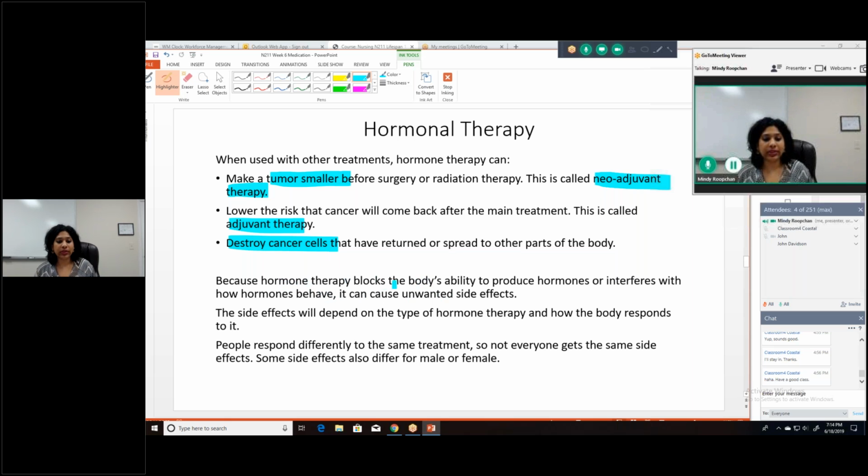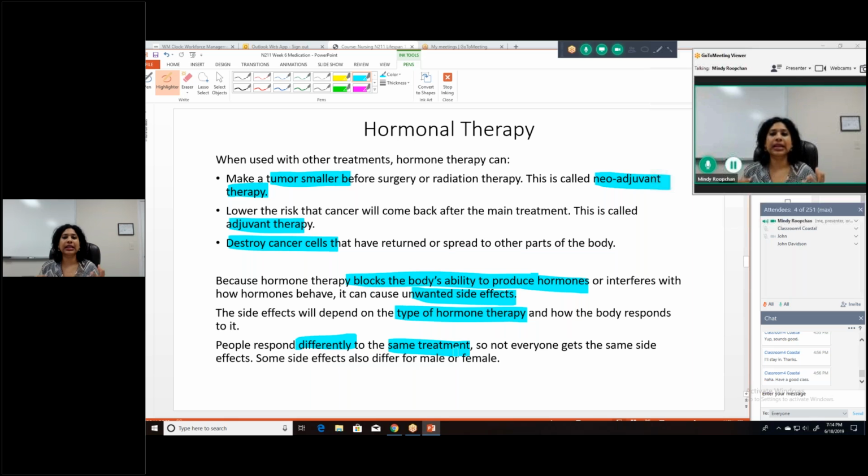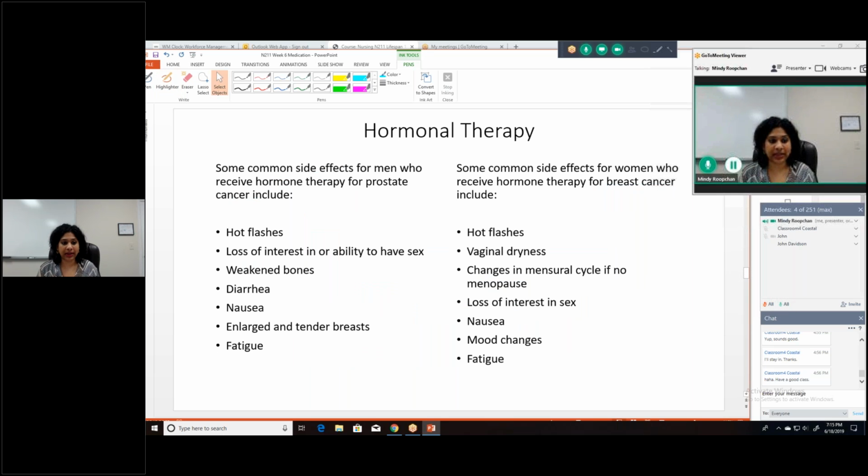So because hormone therapy blocks the body's ability to produce hormones, it causes side effects, of course. The side effects are going to depend on the type of hormone therapy and how the body responds to it. People respond differently to the same treatment. We don't always get all the same side effects. Every patient is going to be different based on male, based on female, based on genetics. They're all going to respond differently.